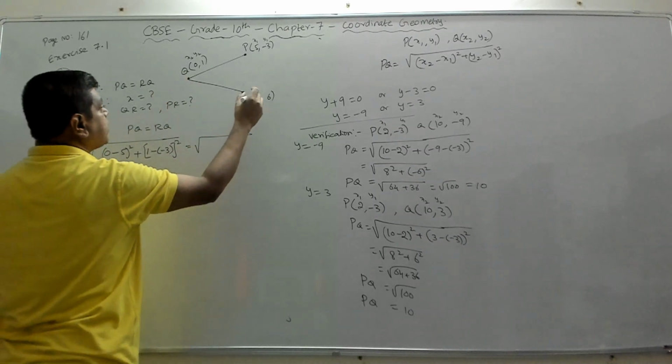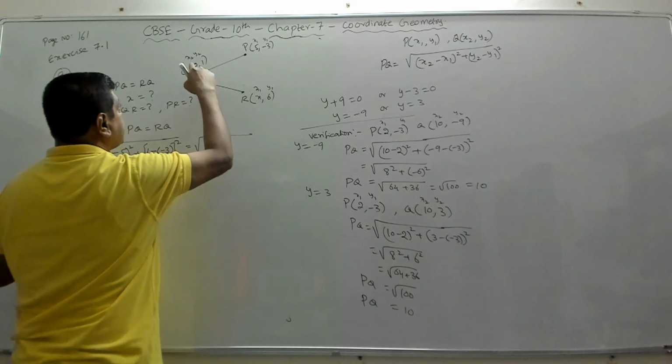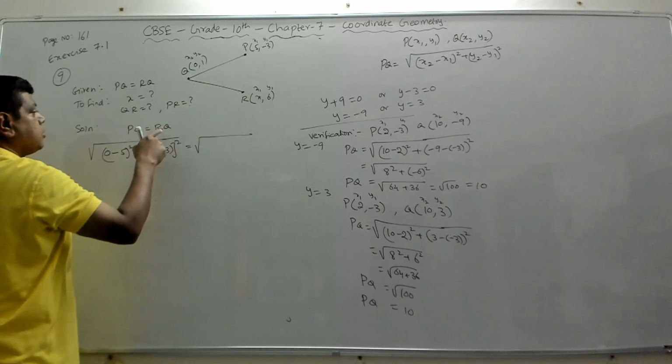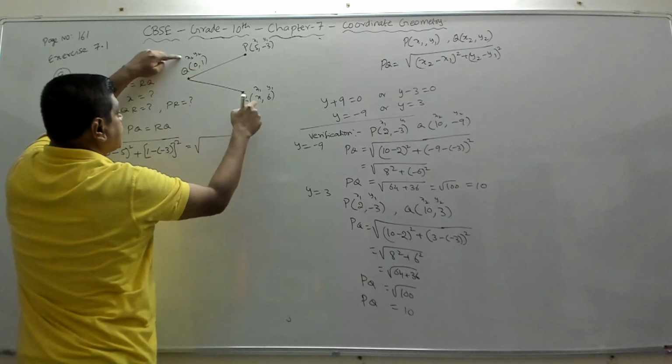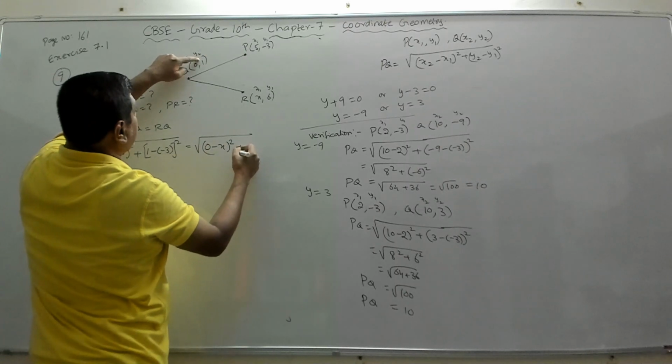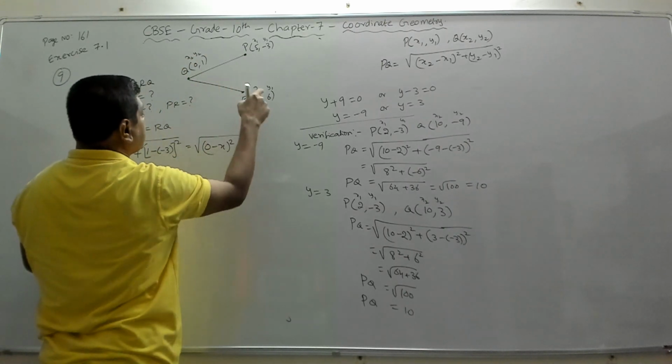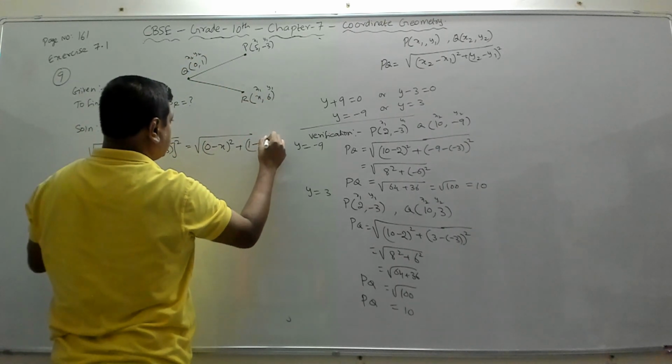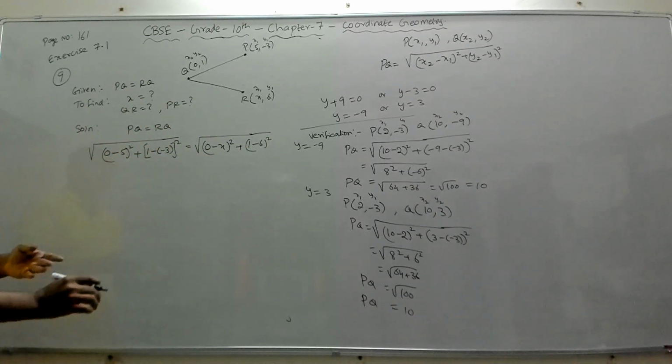Again we can take this as x1, y1 and this as x2, y2 and find the distance between these two. That is your r cube. Again x2 minus x1, so 0 minus x the whole square plus y2 minus y1, 1 minus 6 the whole square. Fine.